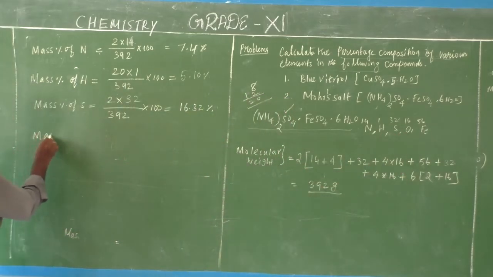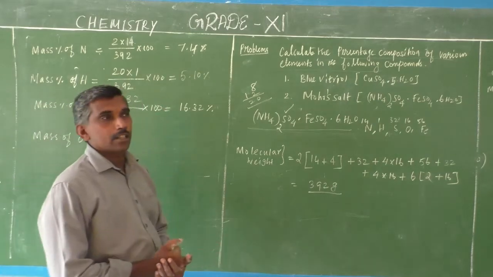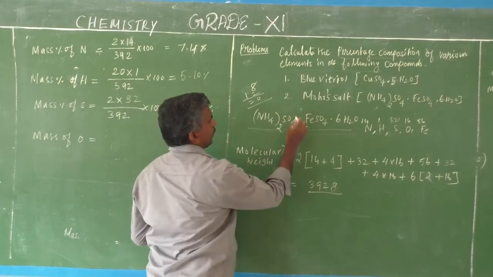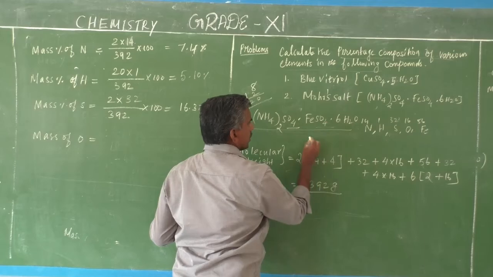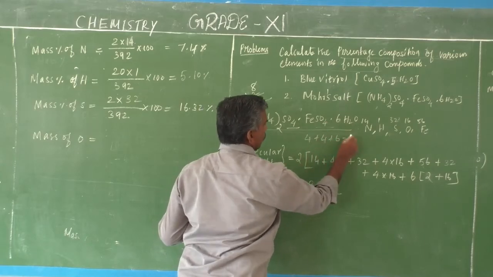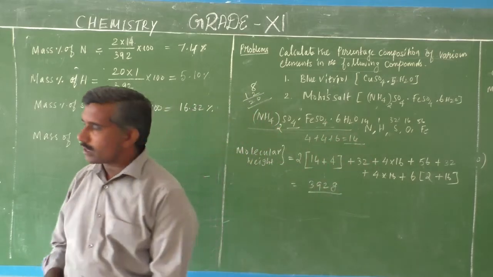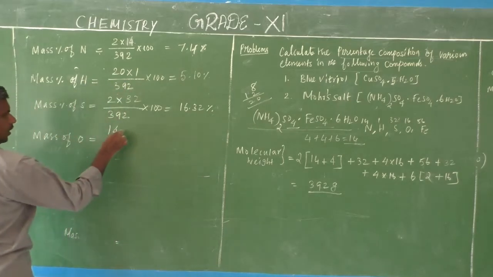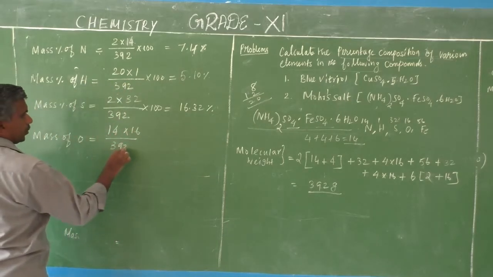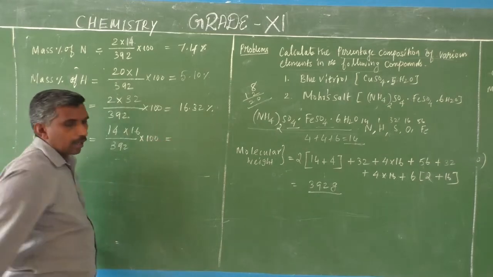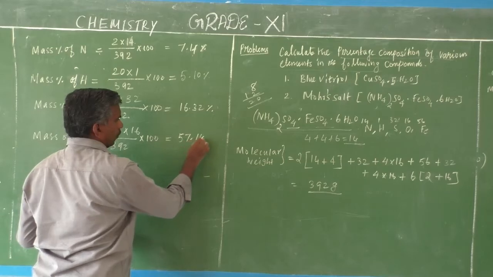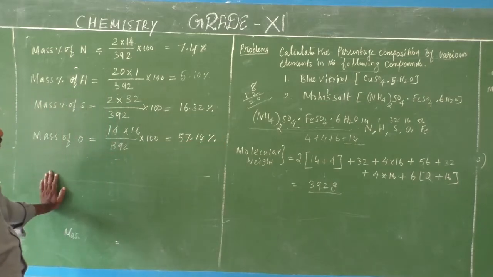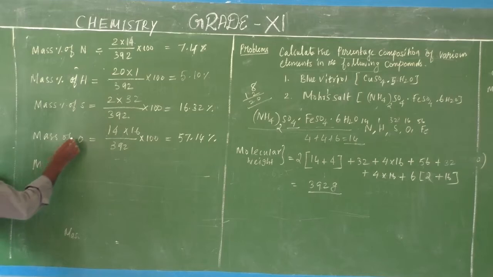Mass percentage of oxygen. How many oxygen is present? First you find the number of oxygen. In ammonium sulfate 4 oxygen present. Here 4 oxygen plus water molecules 6. 4 plus 4 plus 6, that is 14 oxygen present. Oxygen mass is 16, molecular mass 392 into 100. What is this? 57.14 percentage.